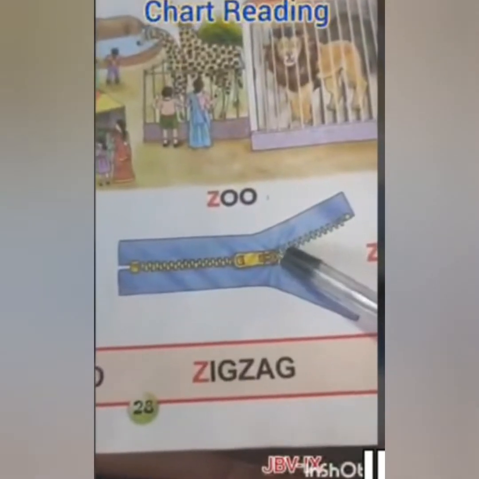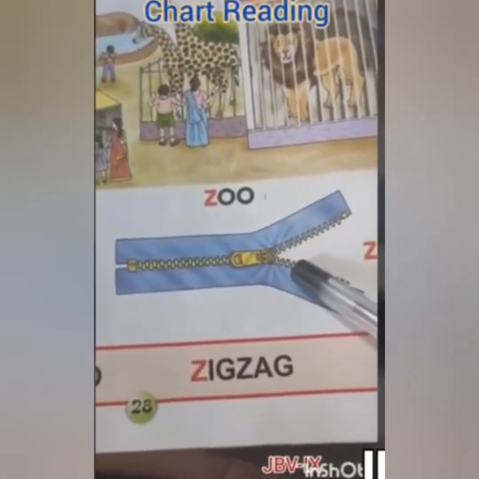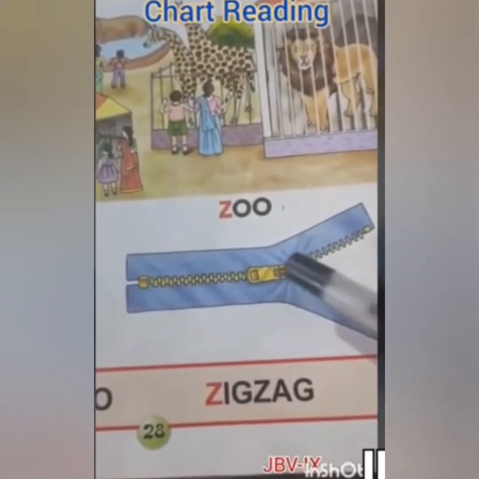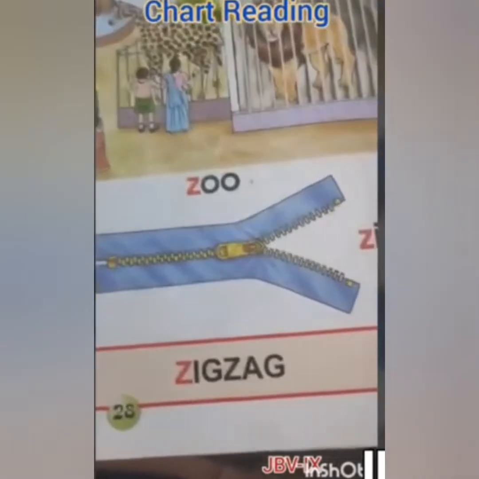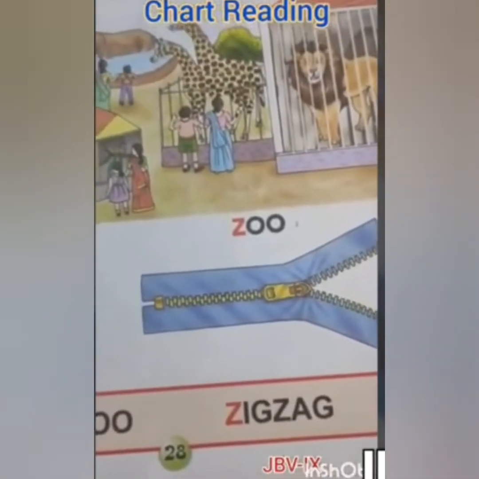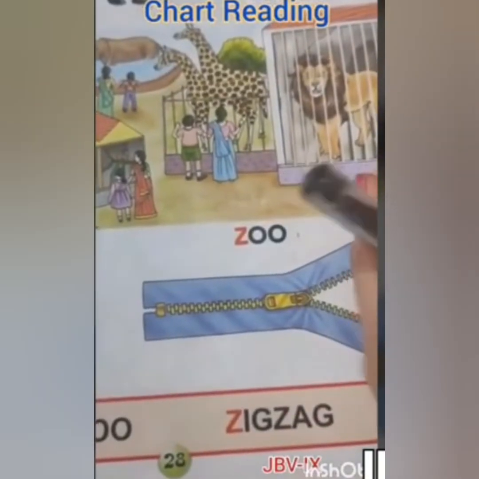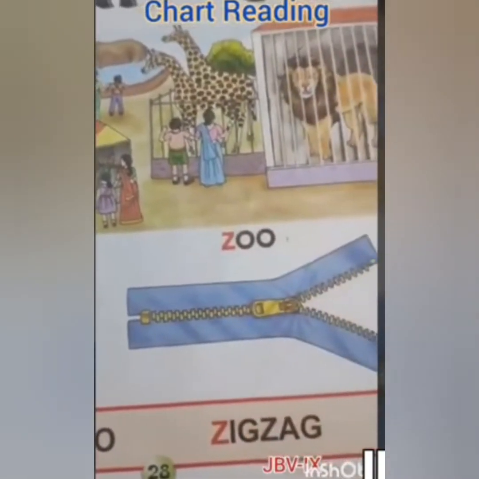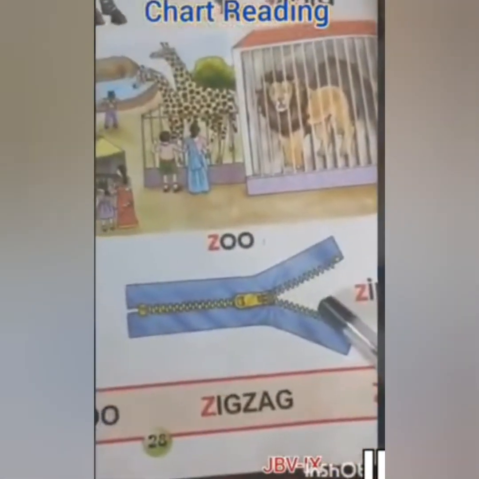Z for zip. Where can we see the zip? In clothes, in bags, right? And what is the use of the zip? To close something. If we want to close the bag, then we pull the zip and it is closed. So Z for zip.